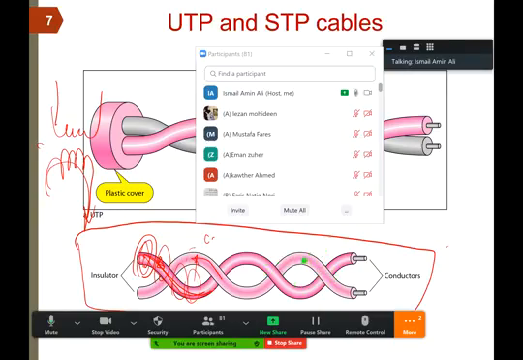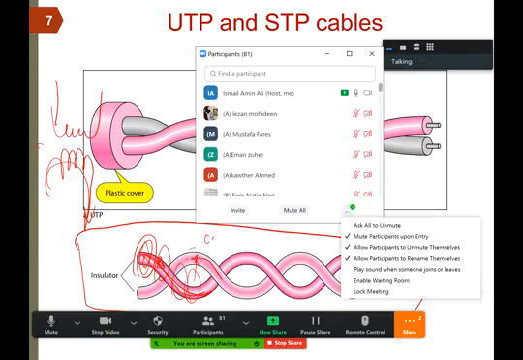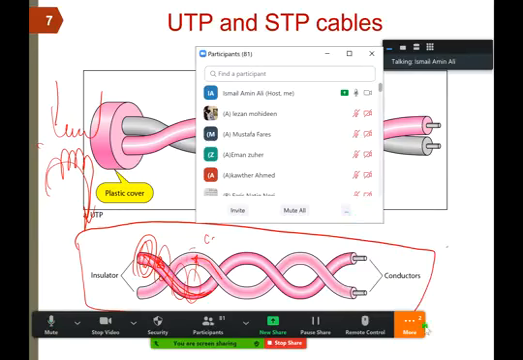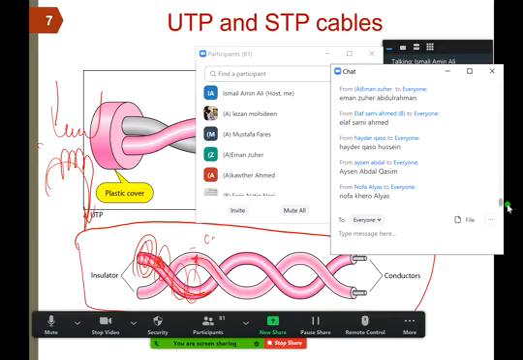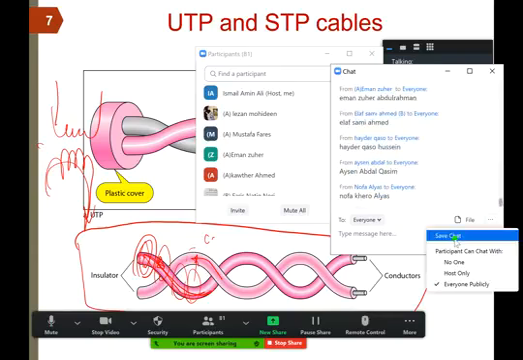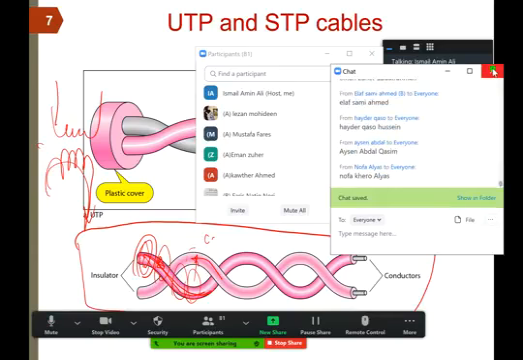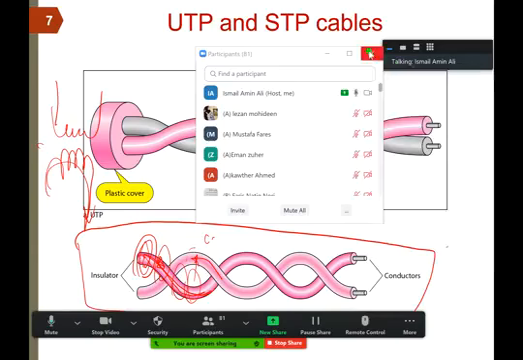So without these twists, the crosstalk would be very high. But using these twists will minimize the crosstalk. So the twists are to reduce the interference or the crosstalk between these cables. Okay, clear? Okay, I saved the chat, so you don't need to send any.